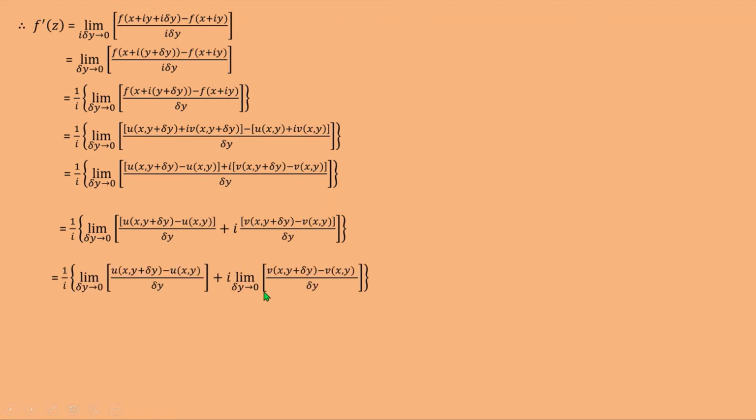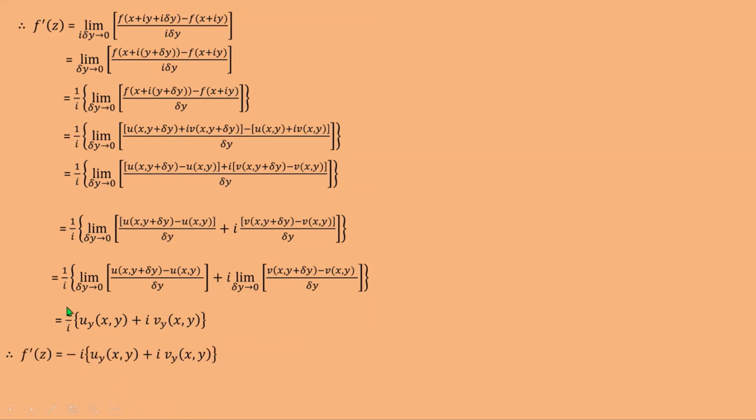Now separate the limit also. So this is equal to 1 upon i limit delta y tends to 0, u of x comma y plus delta y minus u of x comma y upon delta y, plus i limit delta y tends to 0, v of x comma y plus delta y minus v of x comma y upon delta y. See this first limit, there is change in the y coordinate and the x coordinate is fixed. So this is the partial derivative of u with respect to y, that is del u by del y, or you can say u y of x comma y, plus i into this second limit, v y of x comma y.